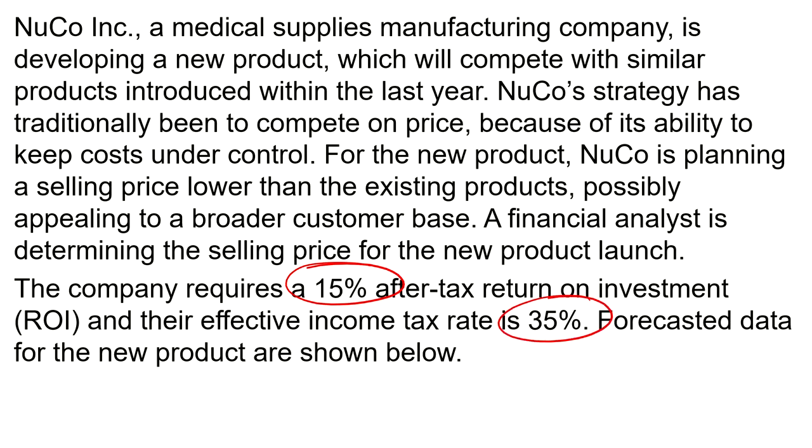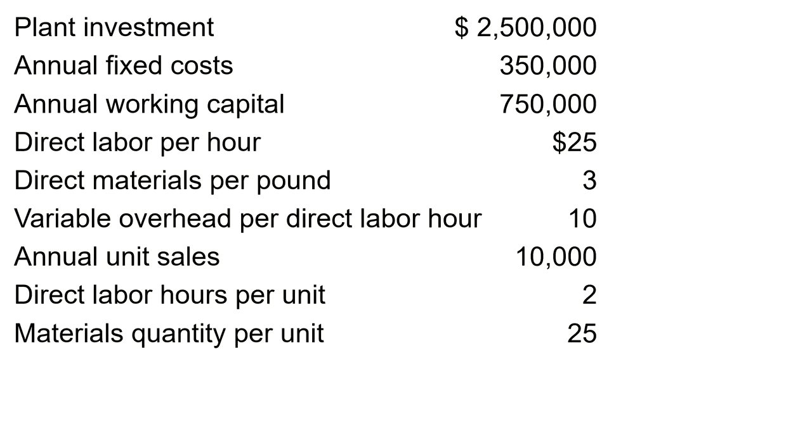Forecasted data for the new product are shown below, and we have a whole bunch of information here. There's a plant investment of $2,500,000, annual fixed cost $350,000, annual working capital $750,000, direct labor per hour $25, materials per pound $3, variable overhead per direct labor hour $10. We're expecting 10,000 annual unit sales, direct labor hours per unit 2, and materials quantity per unit 25. And so we've got some numbers here that obviously we're going to have to work with, and we'll use them as needed. We have 6 requirements.